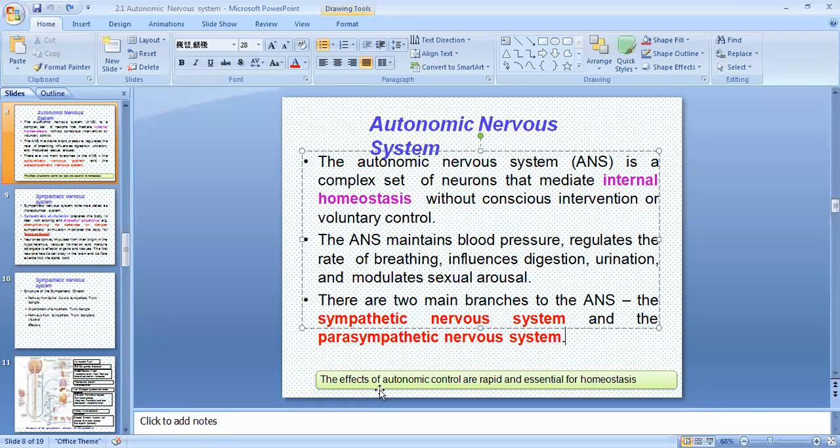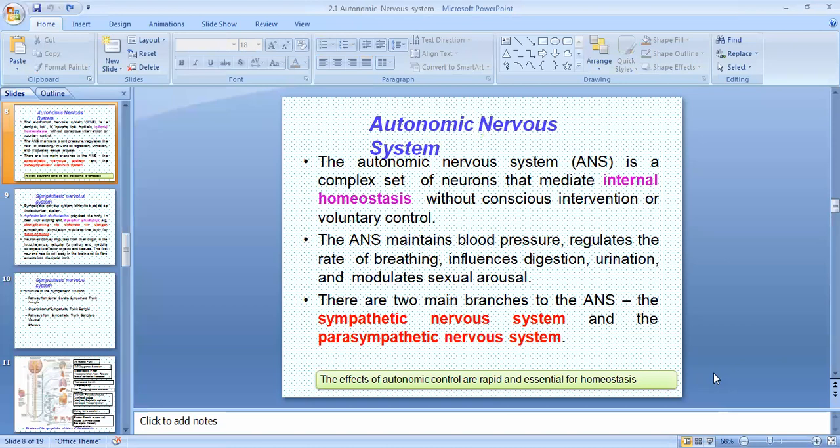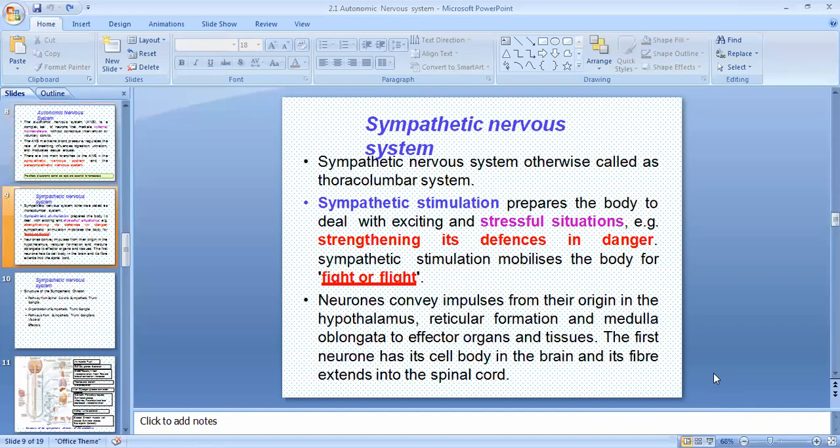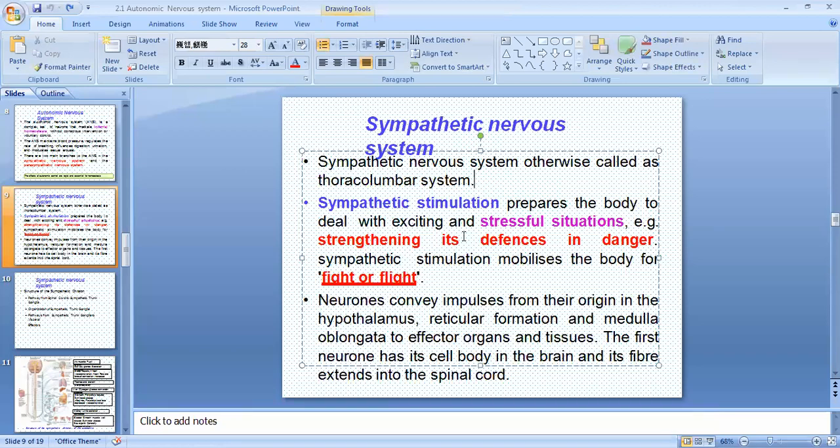And the effects of both of these, the effects given by the autonomic nervous system control, are rapid and essential for homeostasis. Whatever effects are given by this autonomic nervous system, they are rapid, but they are essential to maintain the regulatory functions of our body. So the first part among them is the sympathetic nervous system. Now the sympathetic nervous system is called thoracolumbar, which we have already discussed.